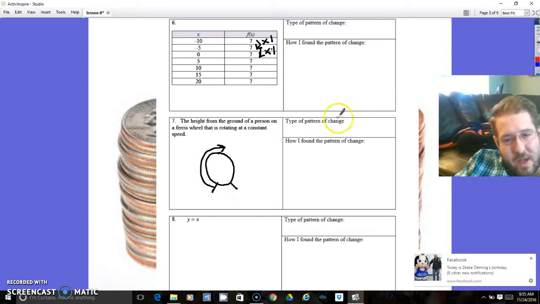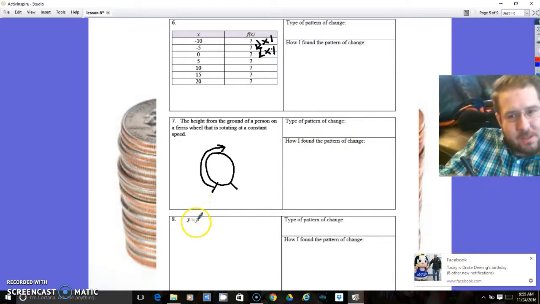So what type of pattern change is that? It's neither. It's definitely neither, because it's both increasing and decreasing. I don't really have a name for that. It is over equal intervals, but there's no equal differences, no equal factors or anything.